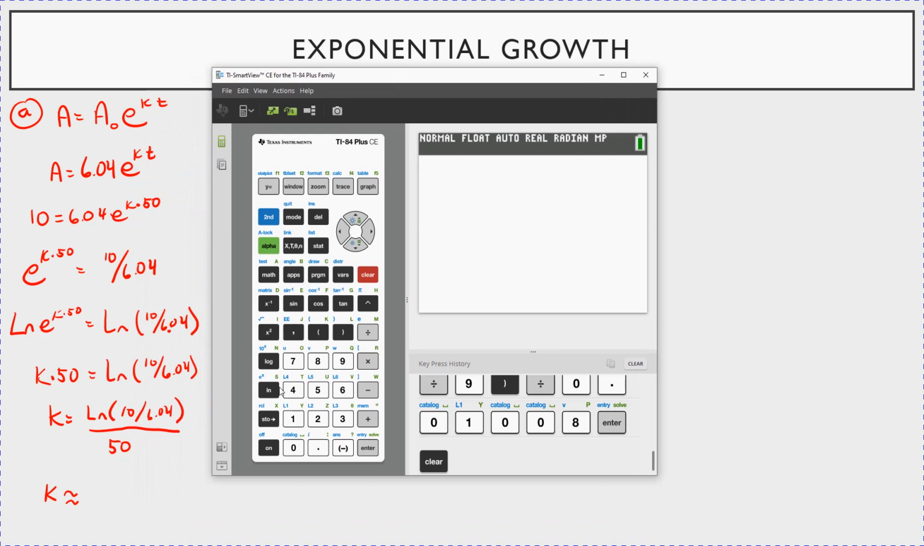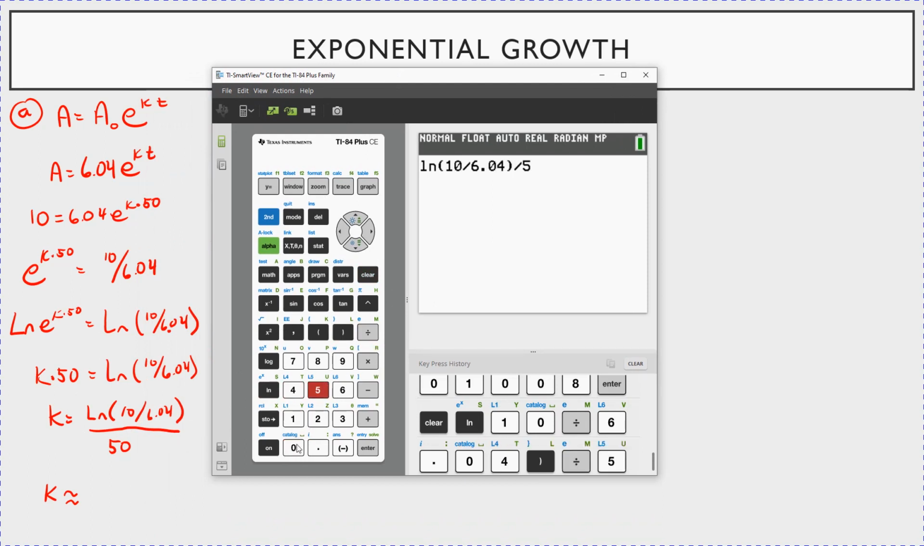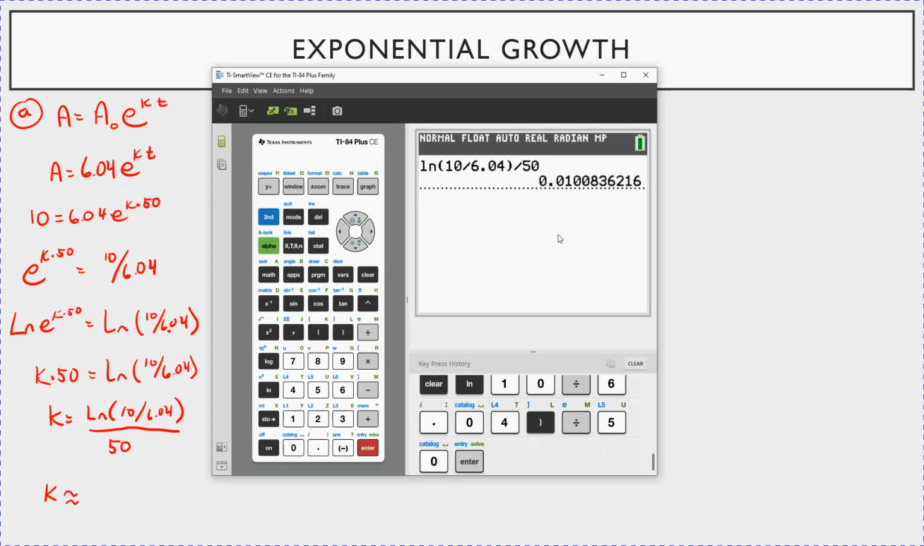So you're going to need to take the natural log of 10 divided by 6.04 and then divide that by 50. Look, you're going to have to go out pretty far here. I'm going to go out 5 decimal places. So 0.01008. Okay, so 0.01008.